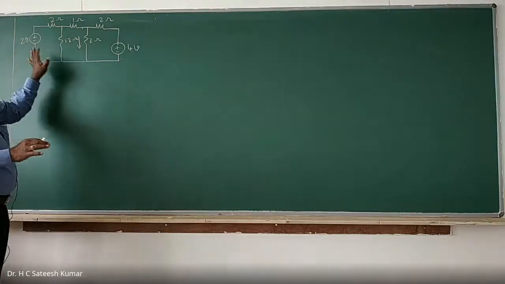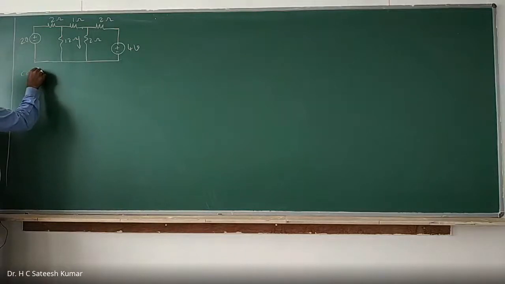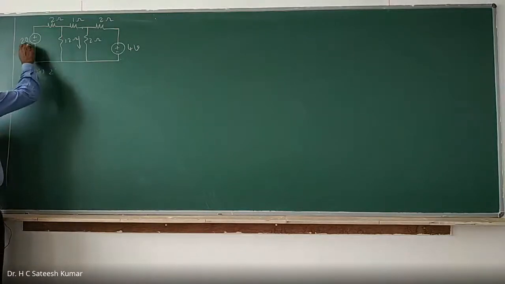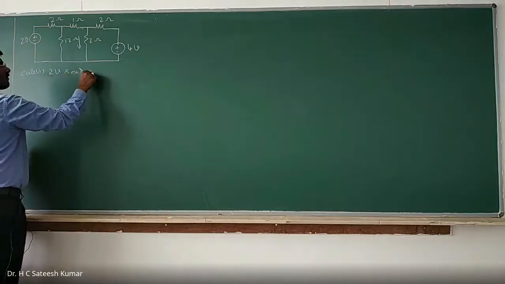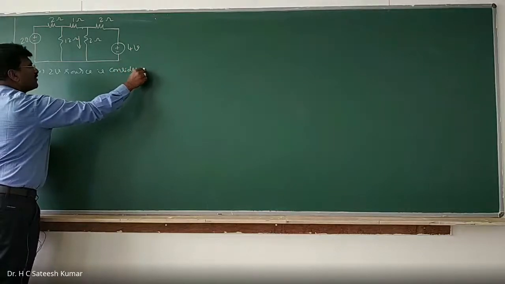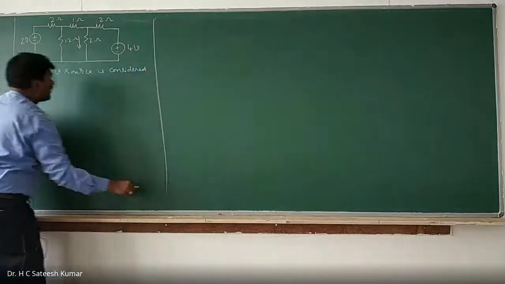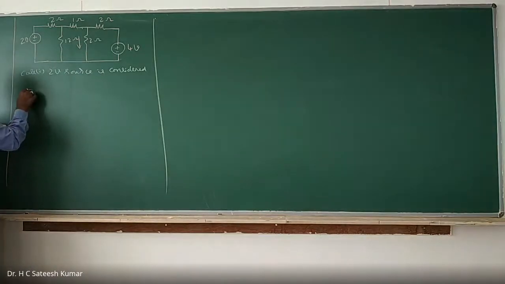Then what you should do is first take case 1. Case 1, the 2 volt source. This source you consider. You make this one 0. The 2 volt source is acting. If the 2 volt source is considered, find out the current flowing through the 2 ohm resistor. Okay, right? I'll rewrite the circuit diagram.